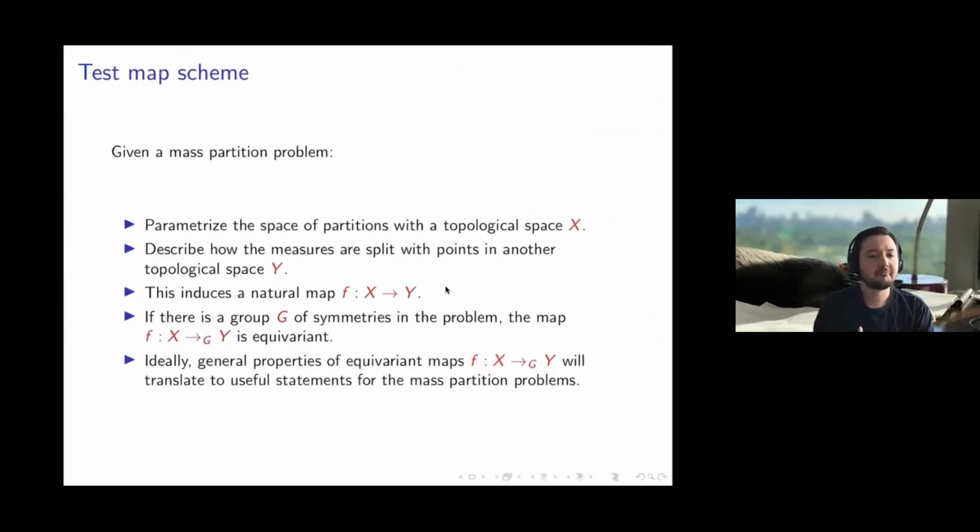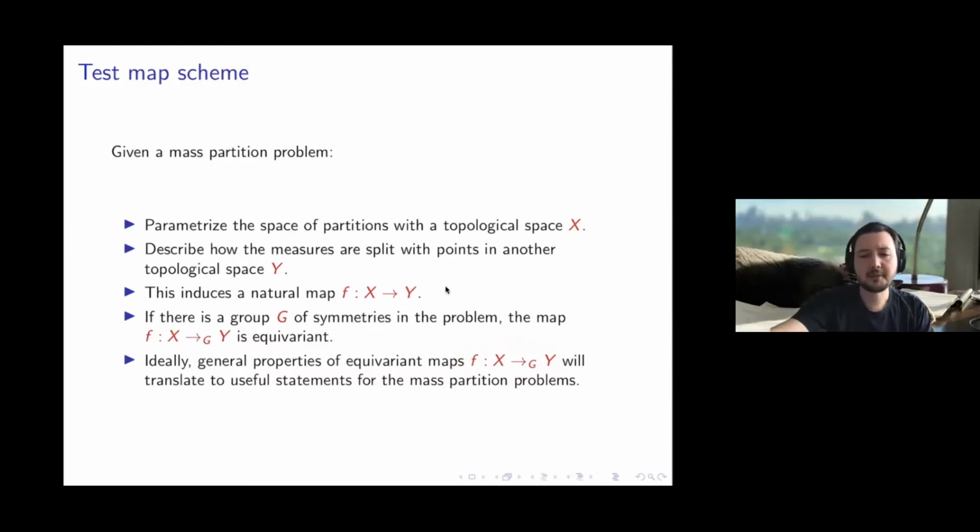And then maybe you want to use general properties of equivariant maps from this space to this space to tell you something interesting about the mass partition problem you started with. In this case, it was Borsuk-Ulam that implies there is a partition like we wanted. Okay, if you have a nice topological result that you can pick off the shelf and use, that's usually what you want. Otherwise, you have to maybe adapt some of the result and see what you have. Okay.